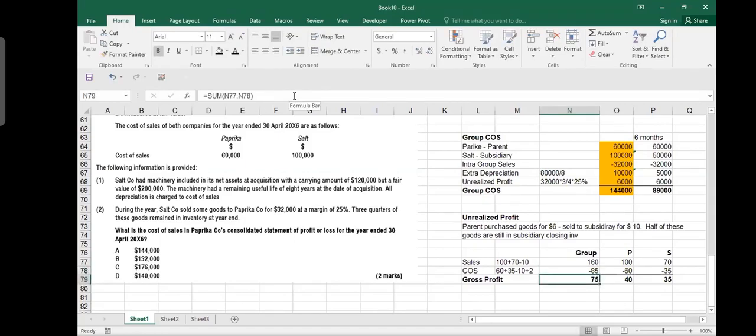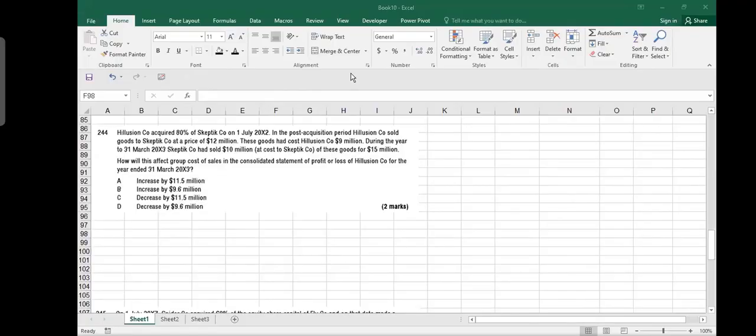I need to decrease the profit. And how do I decrease profit? I increase the cost of sales. In order to decrease the profit, you increase cost of sales. So this cost of sale has been increased. So question 244, let's do it very quickly. It should be short and easy.